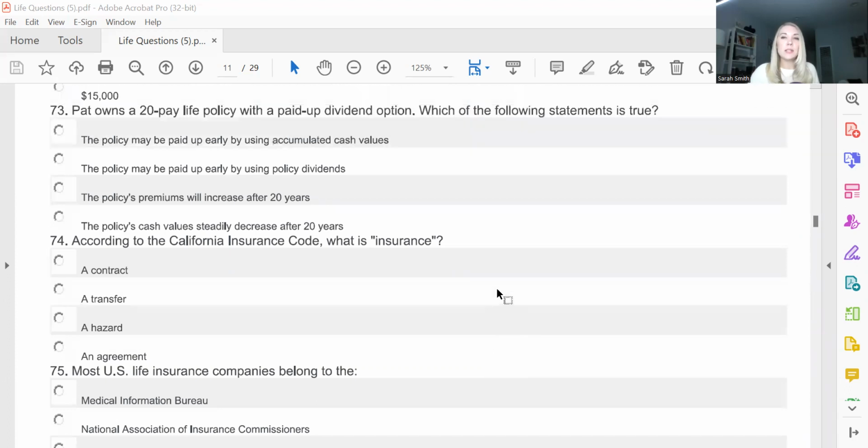I don't know if anybody needs an explanation for that one, but I'll give you a small one. If it's a 20-pay life policy with paid-up dividend option, that basically means that if it's a participating company and you're getting dividends, you can use those dividends to pay up your policy early. So let's say you got $30 in dividends. Say I'm putting this $30 towards what I would owe, to help me pay my policy off early, meaning before the 20 years of the 20-pay.